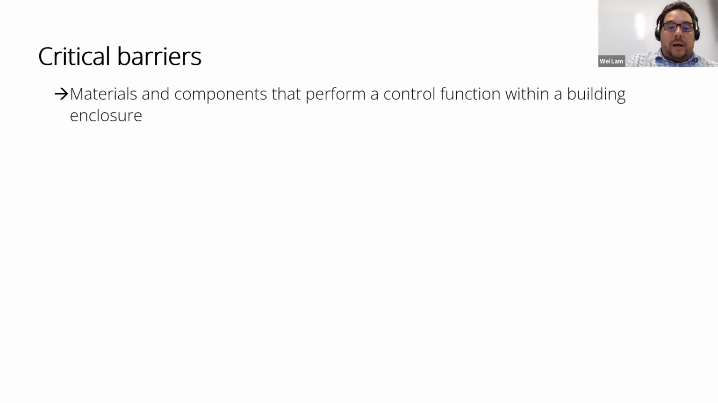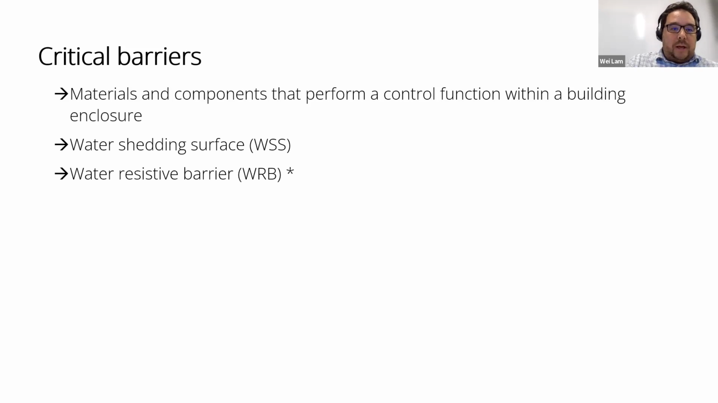Also fundamental is understanding the critical barriers of slope glazing and skylights. This is not much different than walls. We're going to talk about the same types of barriers. The materials and components that perform the function within a building enclosure, those are the critical barriers. There's the water shedding surface. This is the first surface that the rain meets. Just think of it that way.